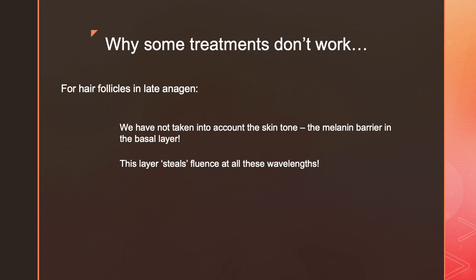So that layer, the basal layer, essentially steals the fluence and prevents it from reaching into the dermis. And then the 532 beam is also strongly absorbed by hemoglobin, so it will be absorbed in the blood plexus, where the capillary plexus is at the top part of the dermis. So that will also steal fluence with the 532.